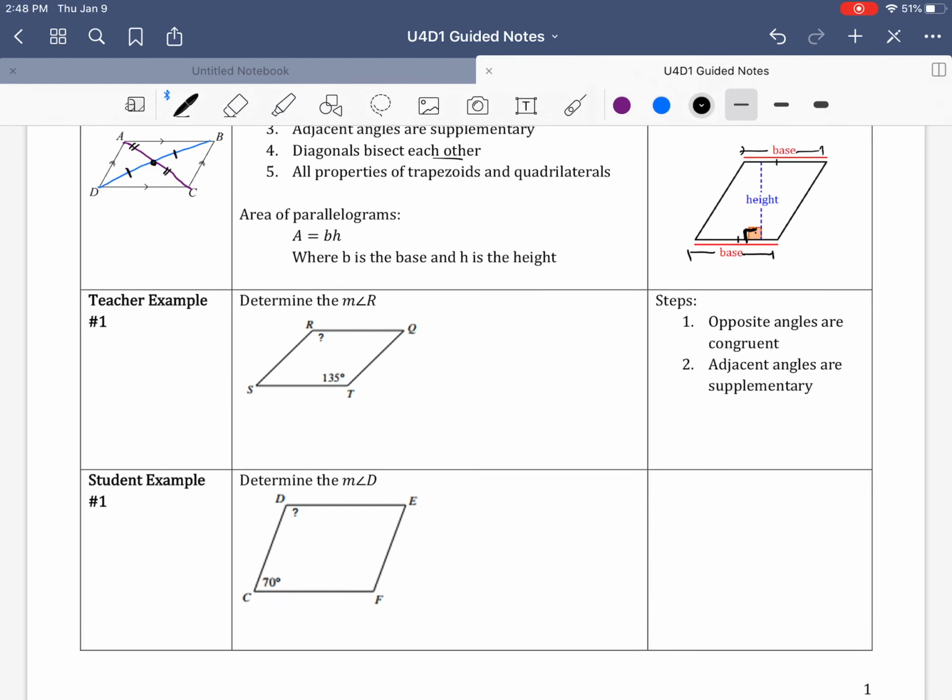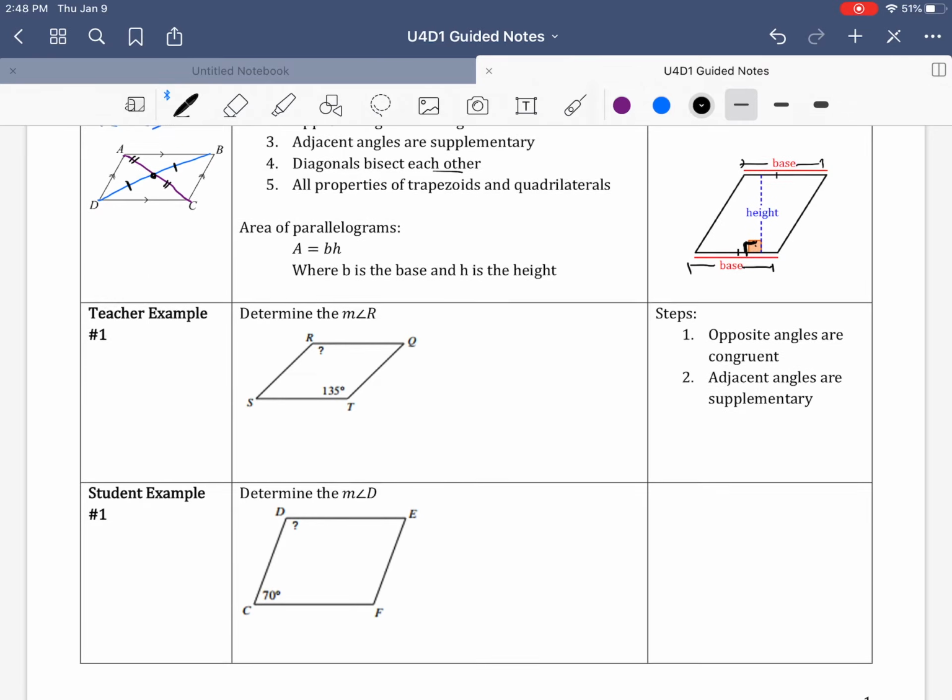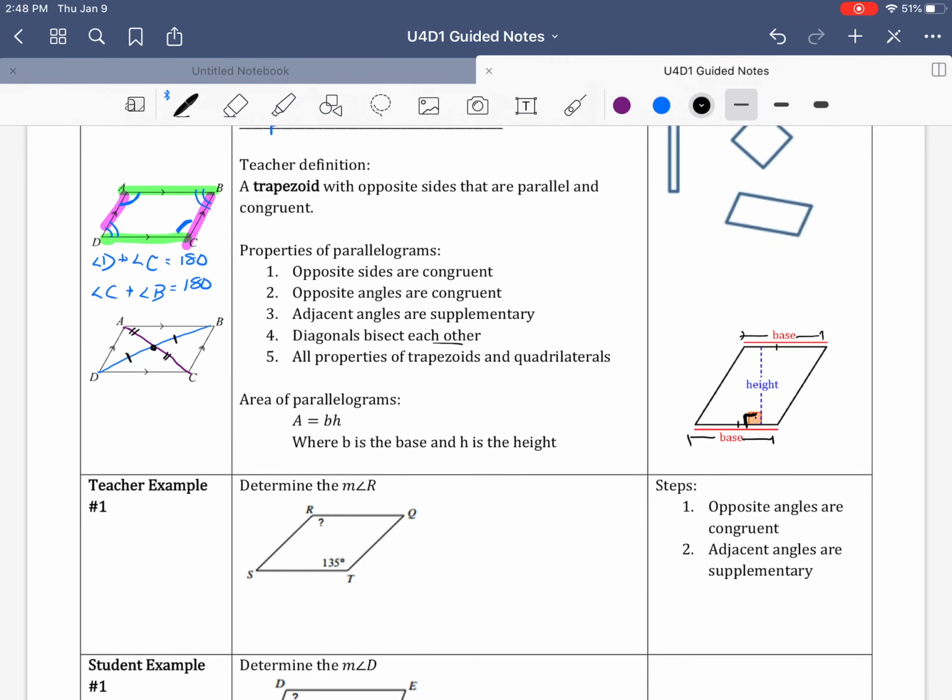So our first teacher example asks us to determine the measure of angle R. Now, one of our properties for parallelograms is that opposite angles are congruent. So, since we know that this parallelogram has the measure of angle R and the measure of angle T will equal each other, then the measure of angle R must be 135 degrees because this angle is congruent to that angle.